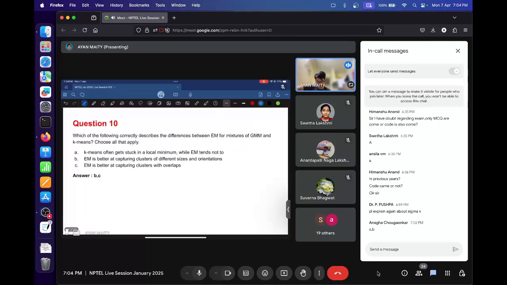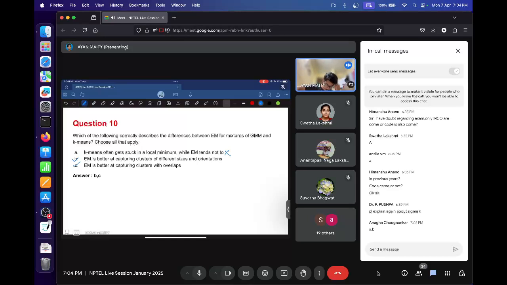So the correct answers are option B and C. The first option says that K-means often gets stuck in a local minimum while EM tends not to, but this is not true. We discussed in the very first question in this session that the expectation maximization algorithm also gets stuck at local maximum points, and it might not be able to get out of those local maximum or minimum points to reach the global maximum or minimum point. So this is also one of the drawbacks of the EM algorithm, and K-means also suffers from that. So this is not really a difference between these two algorithms.